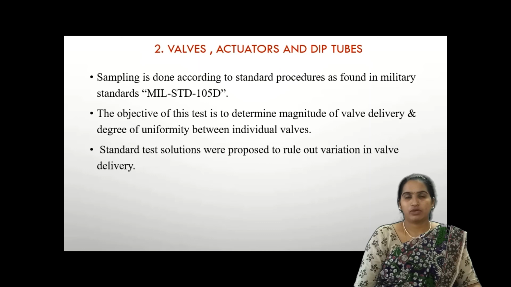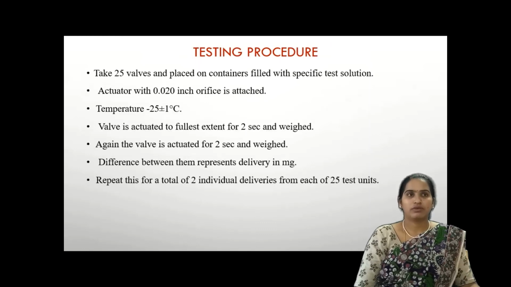Testing procedure for valves: the normal sample size of valves is 25. Those are randomly selected from a batch, and these 25 valves are placed on containers filled with specific test solutions. Then the actuator is attached to the valves, having an orifice of 0.020 inch. Then the container temperature is maintained at 25 plus or minus 1 degree centigrade.